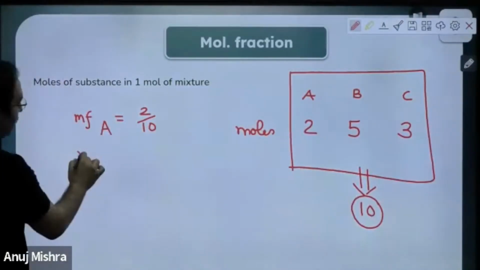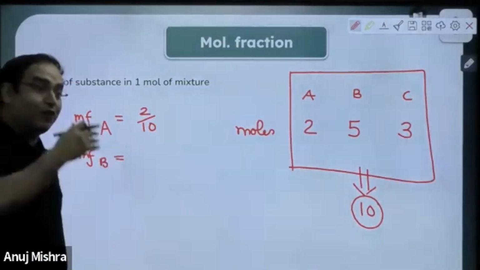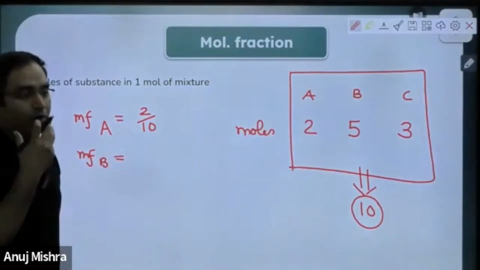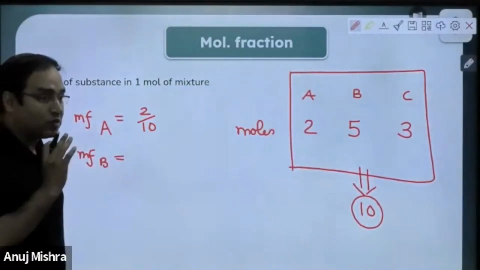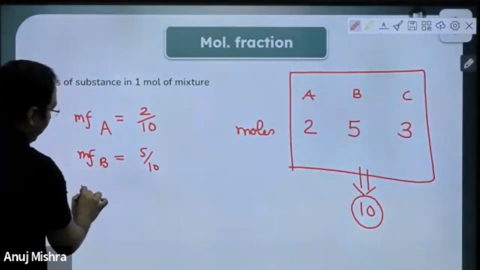What is the mole fraction of B? It's very simple, right? But these simple things will be required for 12th standard also. When you do solution colligative, mole fraction will again come. When you do chemical equilibrium, it will again come. So you should know these concepts from fundamentals. So 5 by 10. And the mole fraction of C is how much?